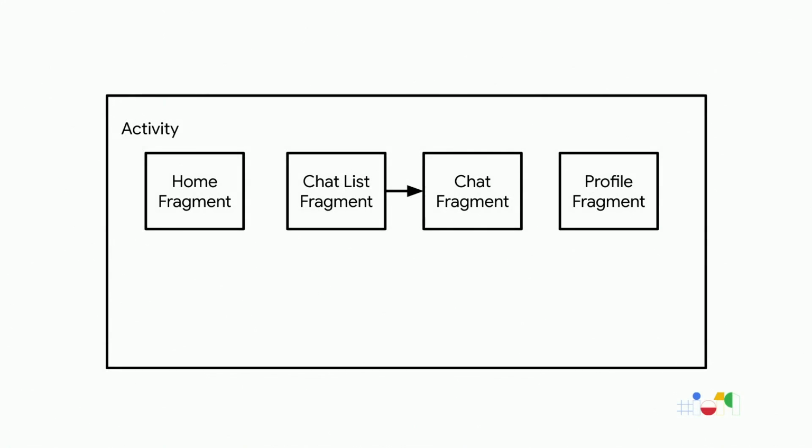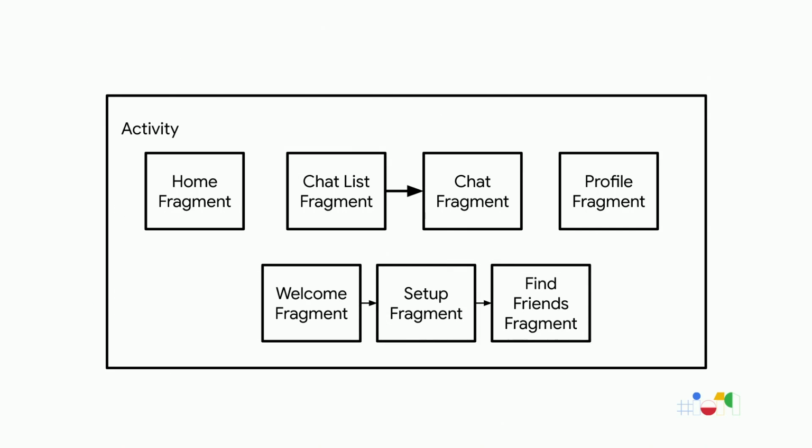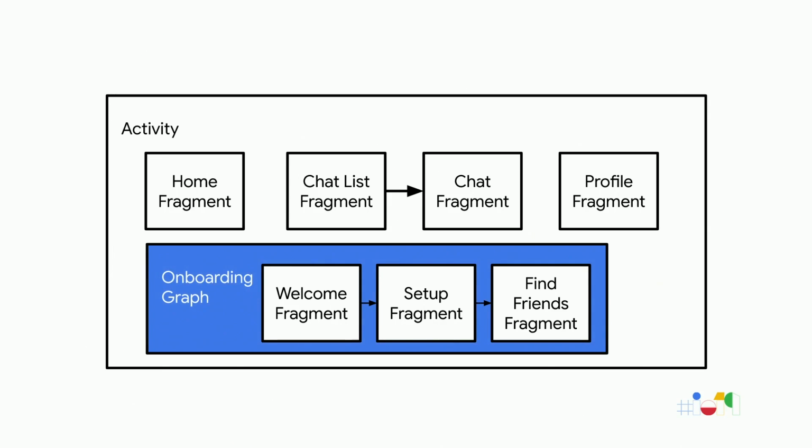So let's take a look at what that looks like. Here's our 4 destinations that we had. And now we want to add an onboarding flow, right? And so our onboarding flow is welcome, setup, and find friends. Because, of course, we got to connect to all of our friends with a totally incompatible proprietary API. But for these things, we want to share data between these fragments. So by encapsulating this in an onboarding graph, a nested graph, now we actually have the way of attaching information at the graph level rather than just at the destination level.